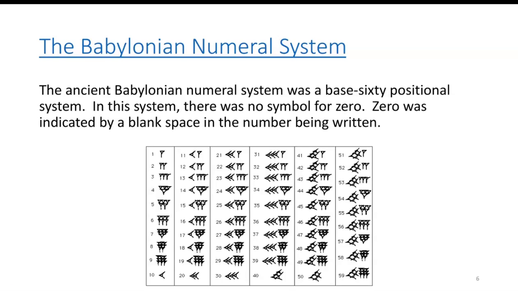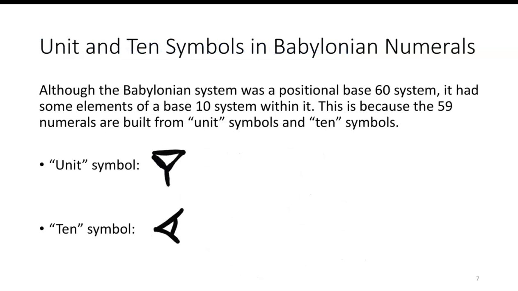The ancient Babylonian numeral system was a base 60 positional system. In this system, there was no symbol for 0. Instead, 0 was indicated by a blank space in the number being written. And you can see that there are 60 different numbers, and here is a table of the 60 different numerals. And all the numerals are made up of 2 symbols.